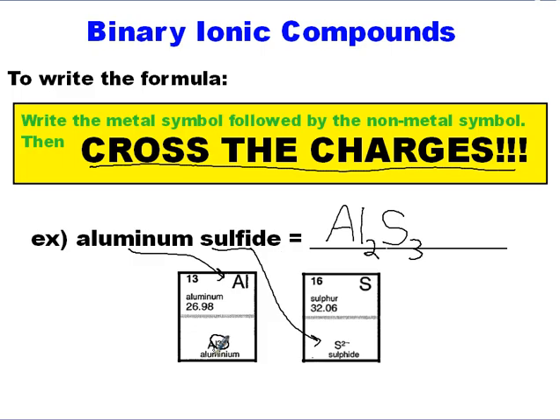Notice that 3 does not go on the aluminum. It goes over to the sulfur. And same thing, the sulfur's 2 goes to the aluminum. It's like a trade. It's great. Why does it work that way? Well, you can go and check out some other videos about that. You'll learn about that in Chemistry 22. But if you're just wanting to get the naming down, that's what you do.